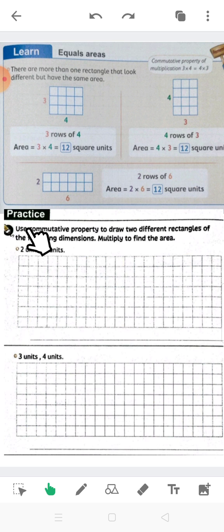Here we have, again, 2 times 6. Okay, I've got the same area. Okay, I know that 2 times 6 equals 12. So I can make another rectangle with the same area, but different.